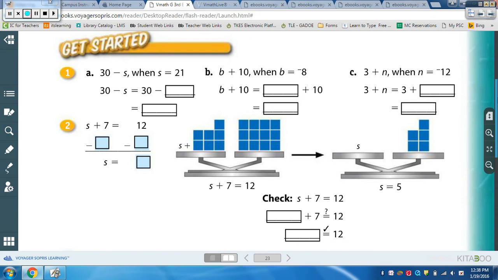What is the value of 30 minus s when s equals 21? This is simply substitution, which we have done in the past. So we are substituting 21 for everywhere there is an s. So 30 minus s is 30 minus 21. Now 30 minus 21 is, quite simply, 9.